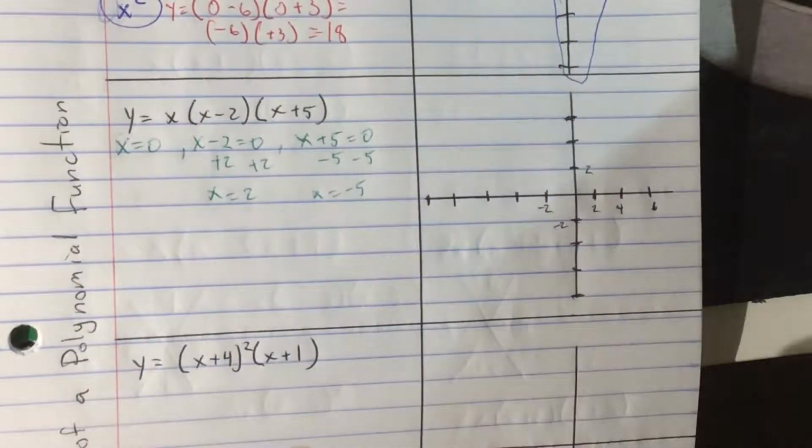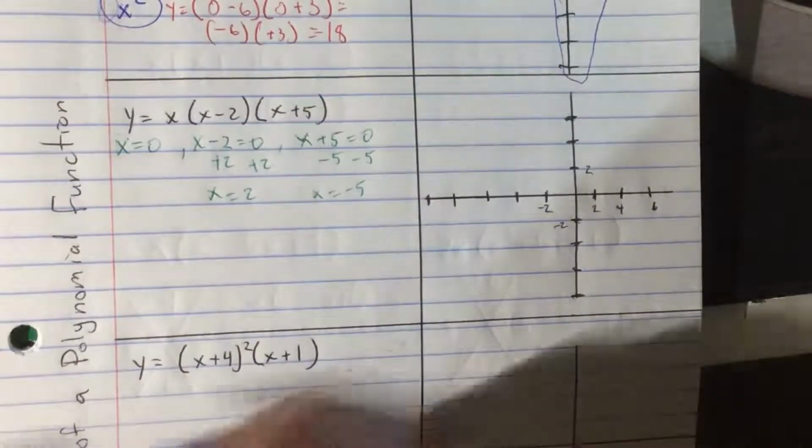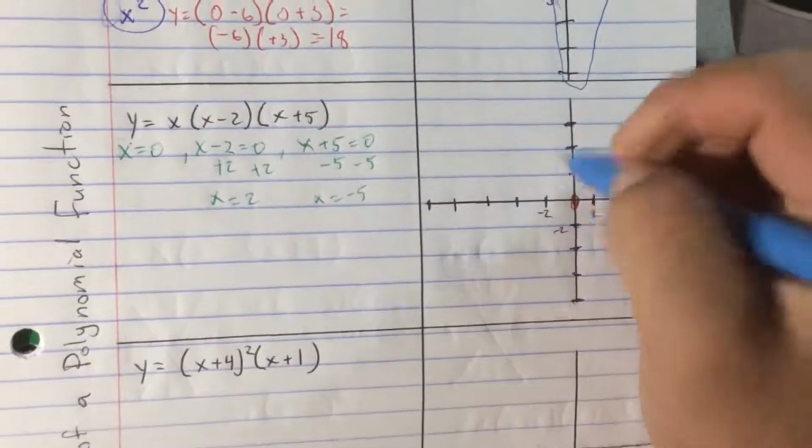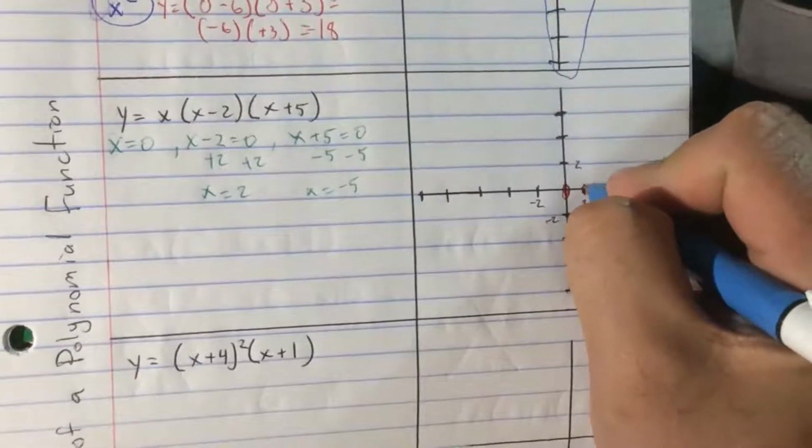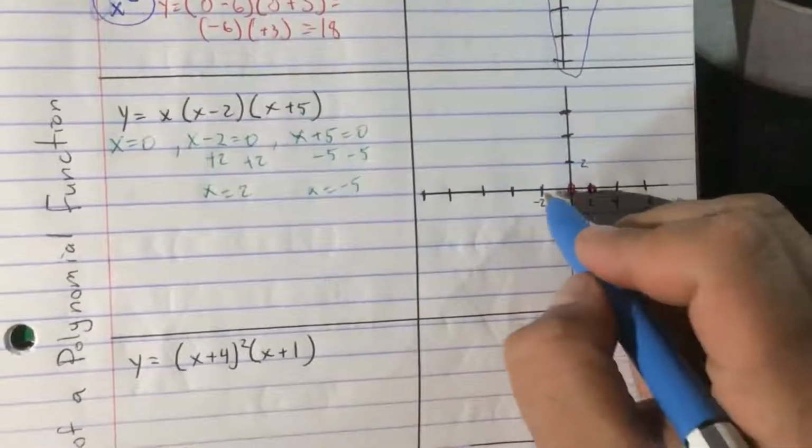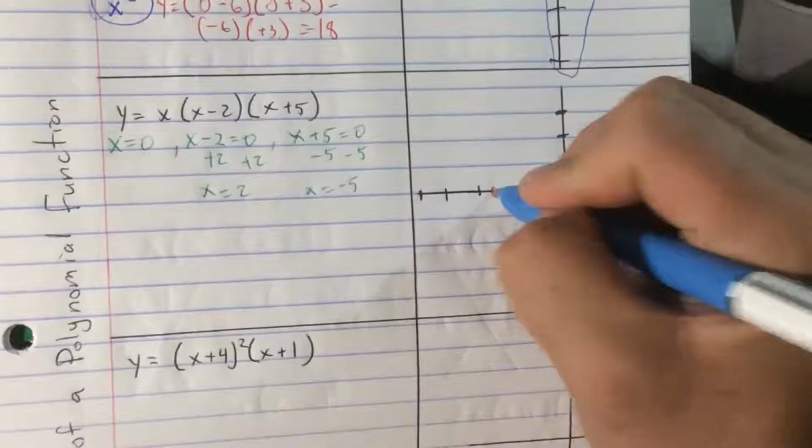So now that we have our three x's, our 3 zeros, we can go ahead and plot them in red. Our first one is going to be at 0. The next one is going to be at 2. And the next one is going to be negative 5.